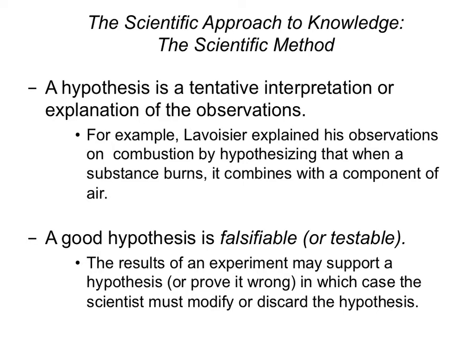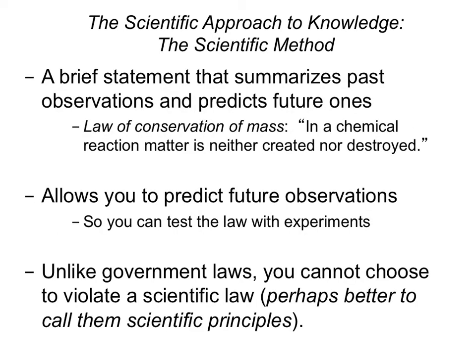So we've got our observation, we've got our hypothesis, and now we've made a bunch of experiments to try to explain this. Ideally, what's going to happen after you do this is you're going to come across what is called a scientific law. A scientific law is a brief statement that ideally summarizes past observations and predicts future ones.